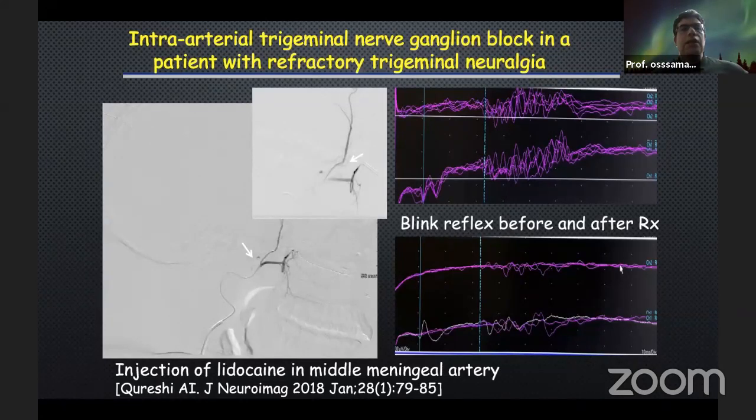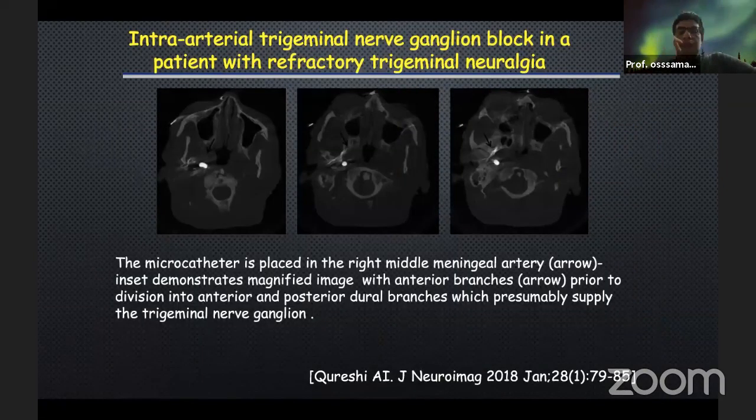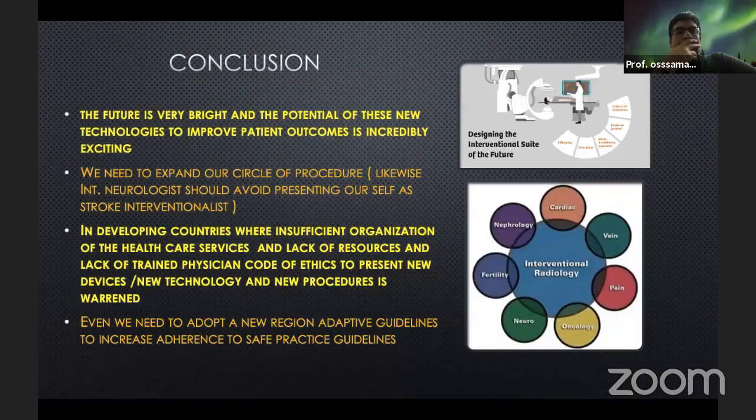So I think the intra-arterial trigeminal nerve ganglion block is another very promising approach in neurointervention. In conclusion, I think the future is very bright, and the potential of these new technologies to improve patient outcome is incredibly exciting. We need to expand our circle of procedures. Likewise, interventional neurologists should avoid presenting themselves as stroke interventionalists only. And in developing countries, where there is insufficient organization of healthcare services, lack of resources, and lack of trained physicians, a code of ethics for presenting new devices, new technology, and new procedures is warranted. We also need to adopt region-adaptive guidelines to increase adherence to safe practice guidelines.